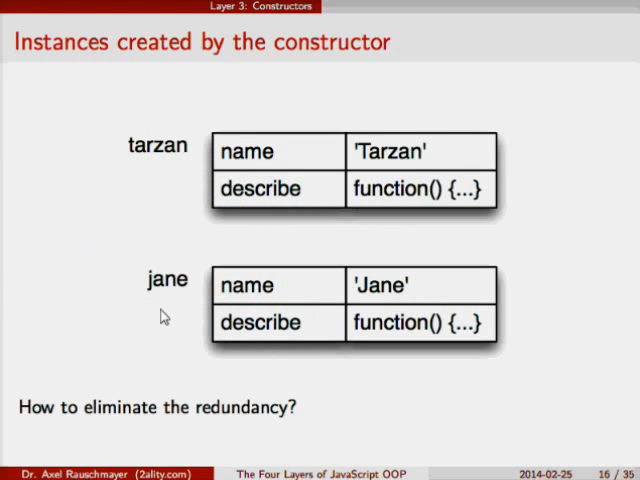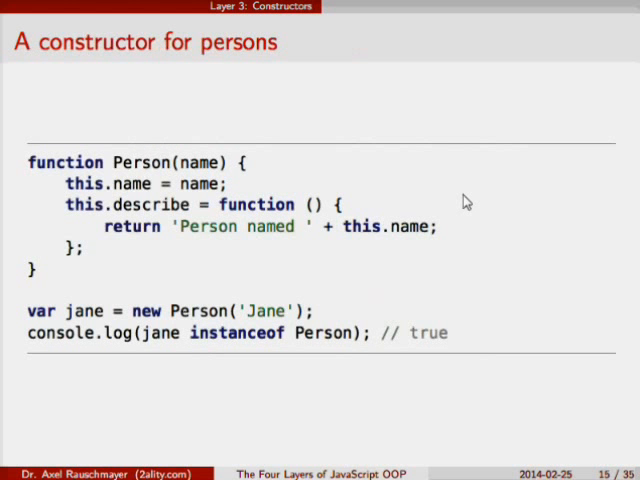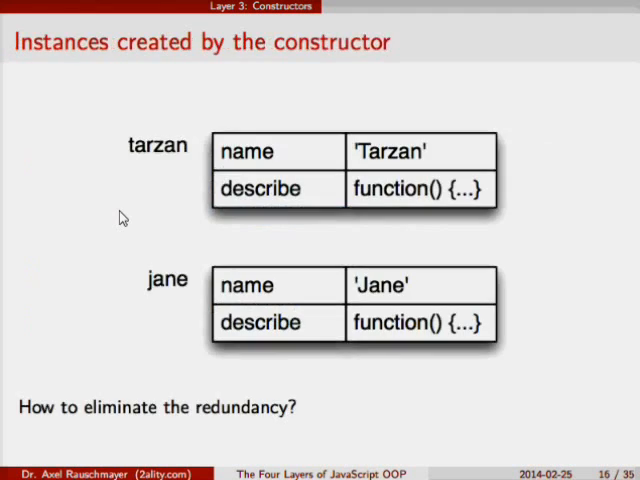And the reason to make it more complicated is that the method describe is in each instance. And we don't want that. So down here, we're putting the method describe in each instance. And that is overhead. That is wasted memory. What we want to do is we want to share that method between all instances.